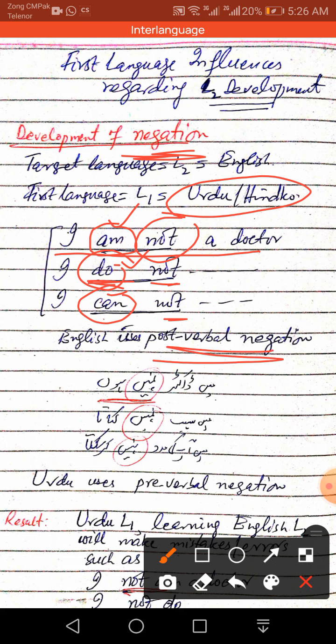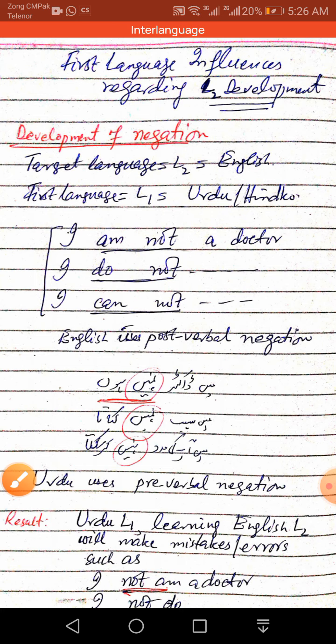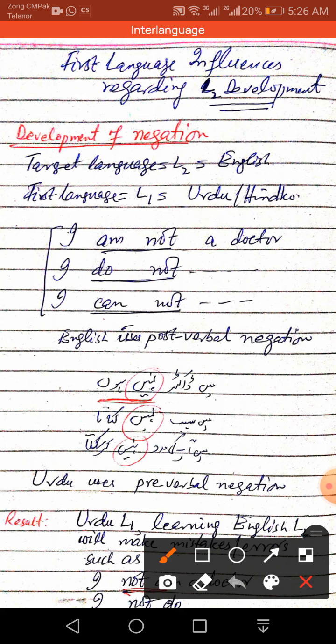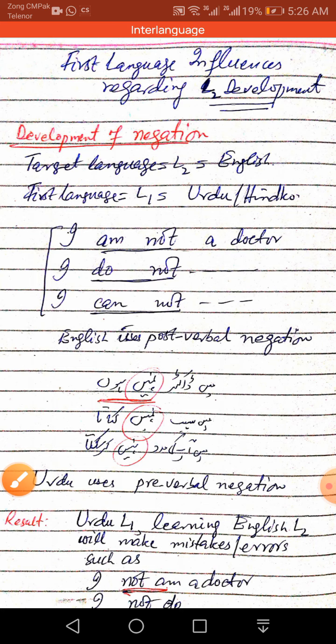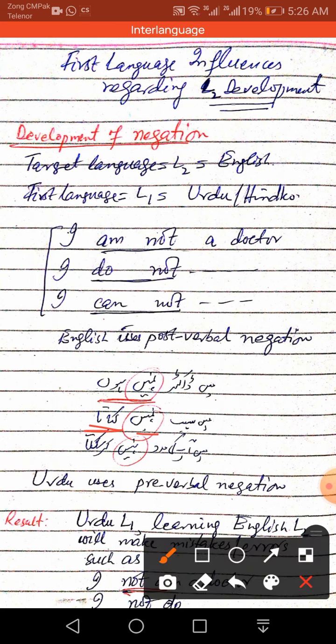Now let's take the example of Urdu or Hindi. "Main doctor nahi hu." Now you can see "nahi" has been placed before this verb. This is an Urdu verb, that is a helping verb, and "nahi" has been placed before it. "Main sev nahi khata." As you can see, this is the verb, and "nahi" is a negative marker, and it has been placed before the verb. So we can say Urdu uses pre-verbal negation. Now English uses post-verbal negation, and Urdu uses pre-verbal negation.